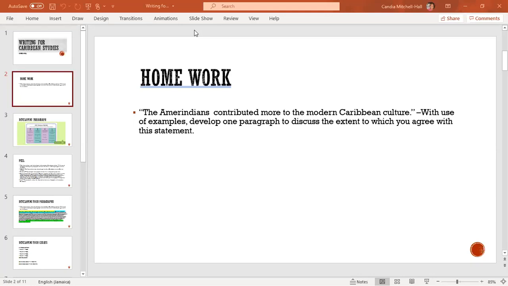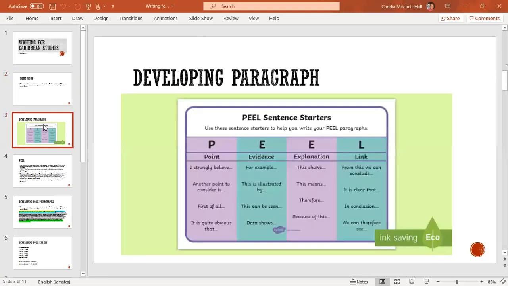Somebody just raised their hand. Sir, I was going to ask if we were answering the 20-mark essay, would we include who the Amerindians were? Yes, you will need to tell them about who the Amerindians were. All right. So the first thing, you're correct.